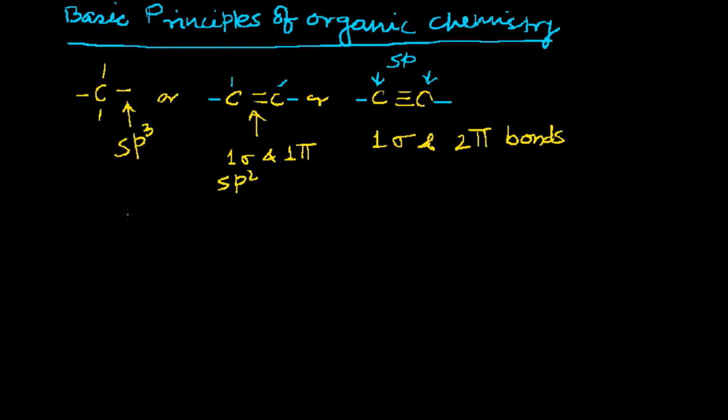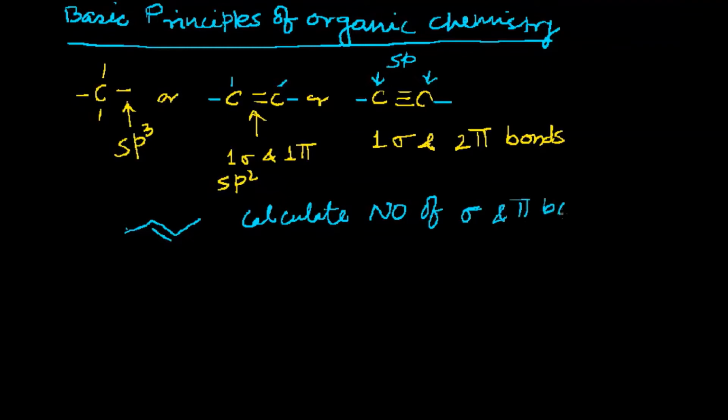One very important aspect is how many sigma and how many pi bonds are present in a given molecule. And therefore if you have something like this kind of structure, where there is a double bond, calculate the number of sigma and pi bonds. Here we can easily see, this is representing the carbon atom.